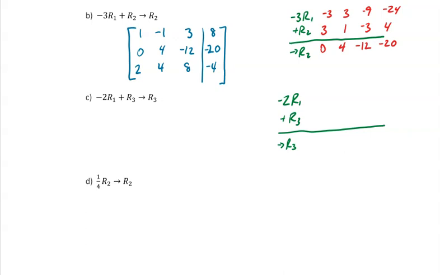So -2 times row 1 is -2, +2, -6, -16. Row 3 exactly how it is: 2, 4, 8, -4. And then we add up the columns. So 0, 6, 2, -20.